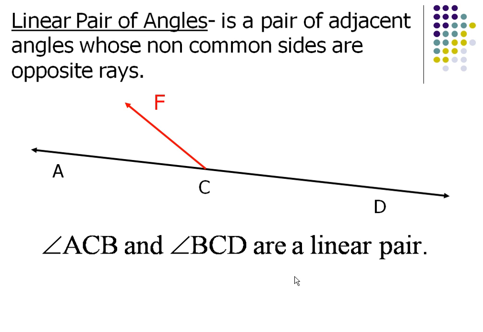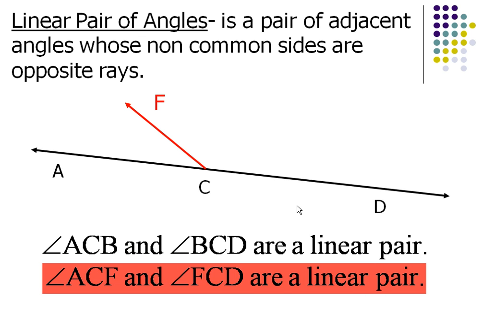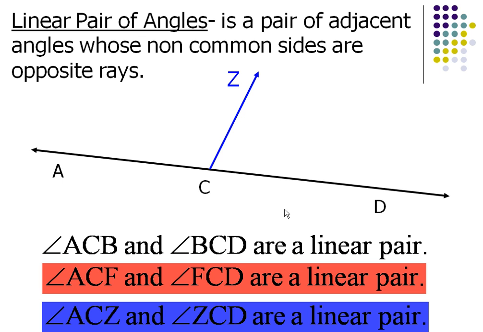Here's another example of a linear pair of angles. ACF and FCD, that makes a linear pair. And then we can have it again here with this blue line, ACZ and ZCD. Those make a linear pair. So there's three solid examples of a linear pair of angles.